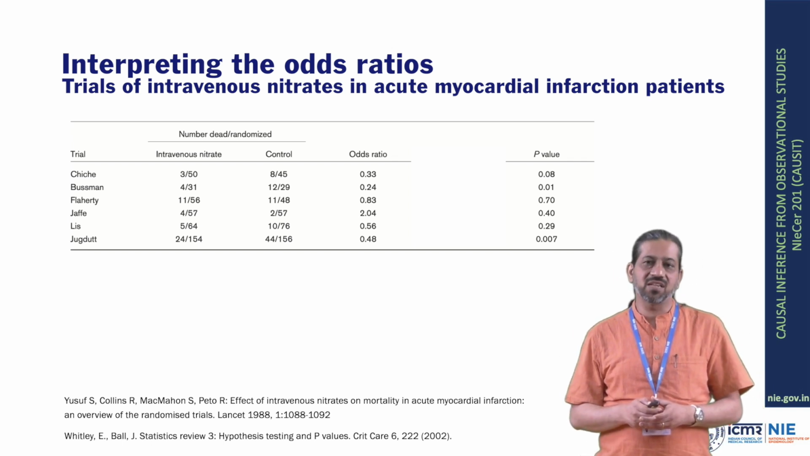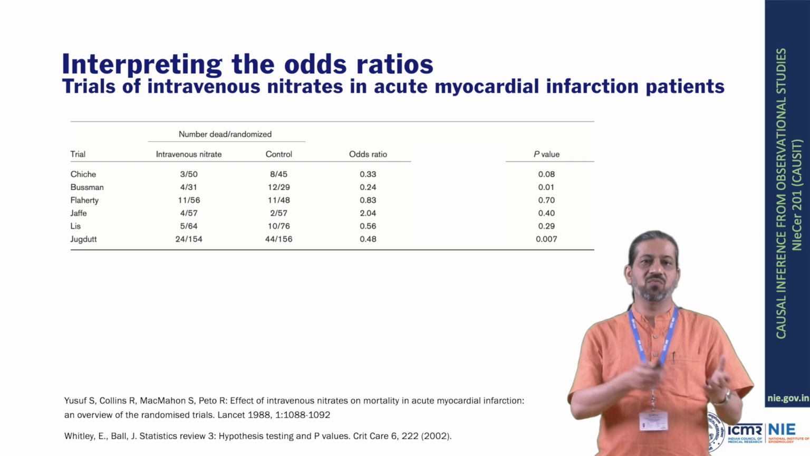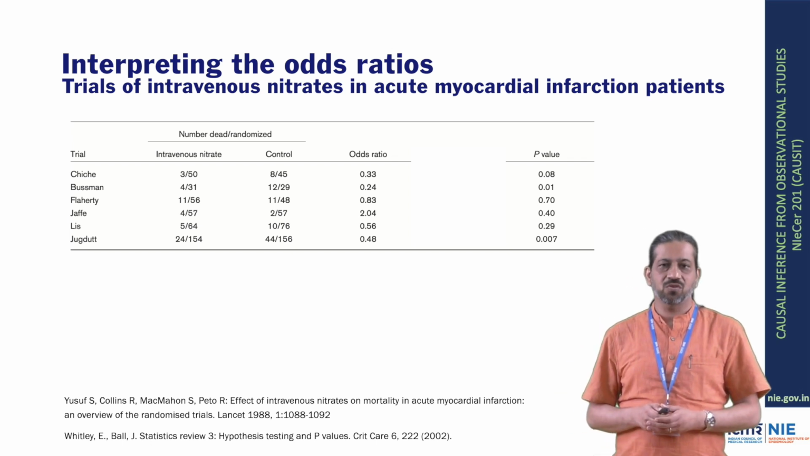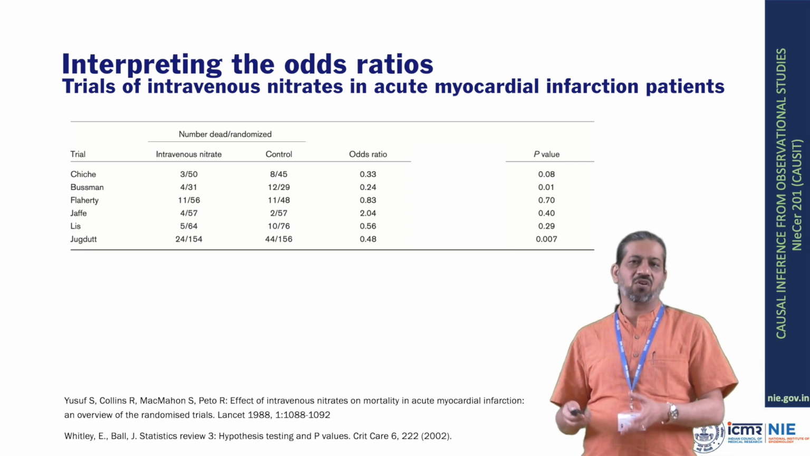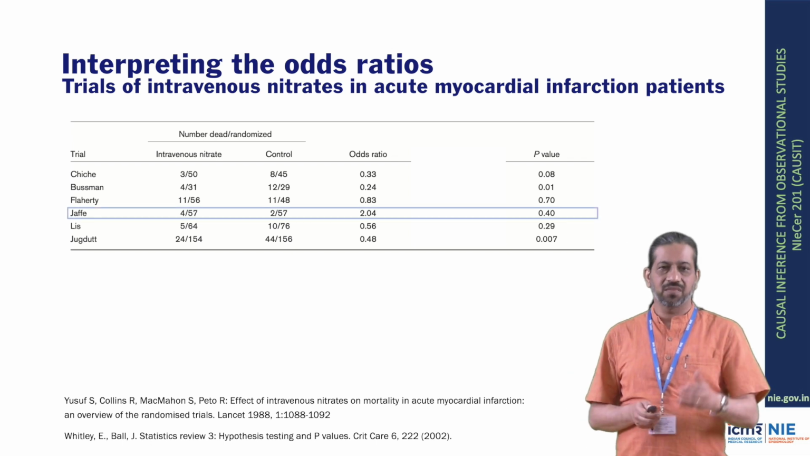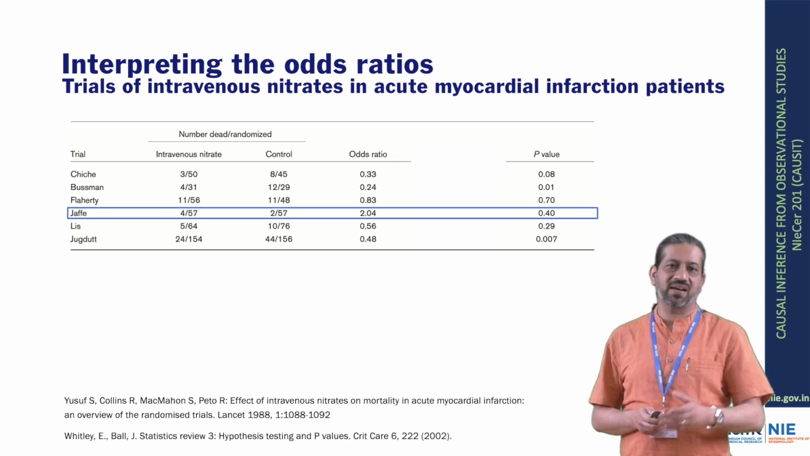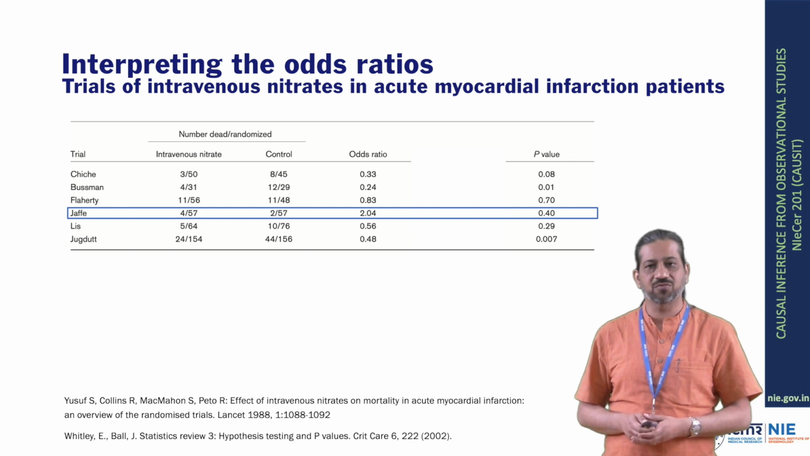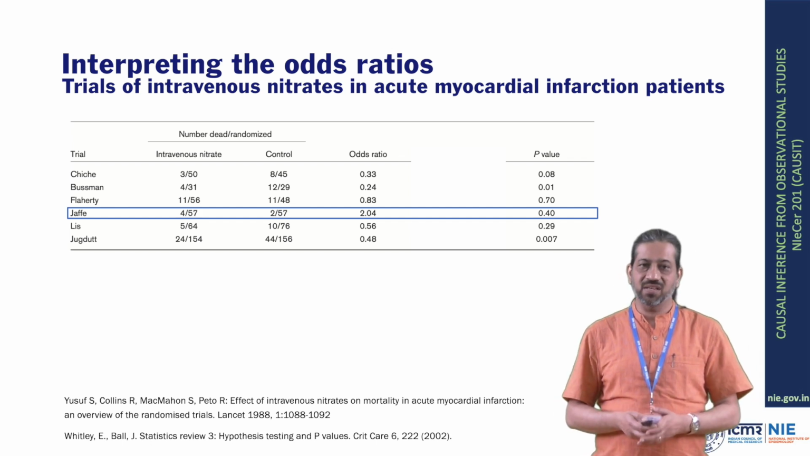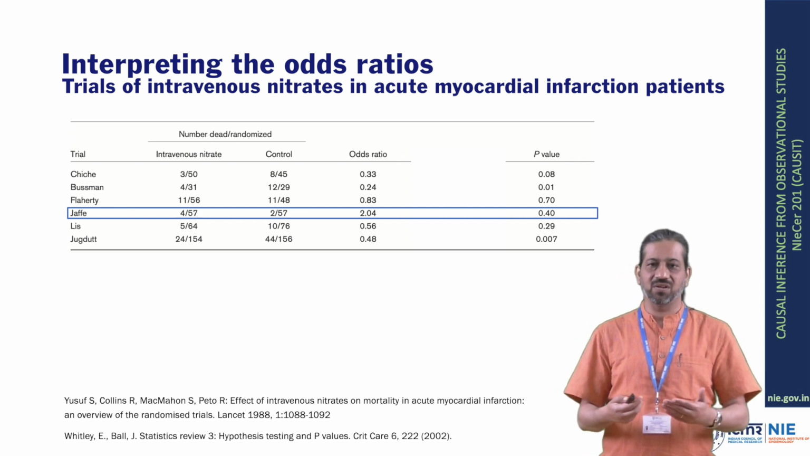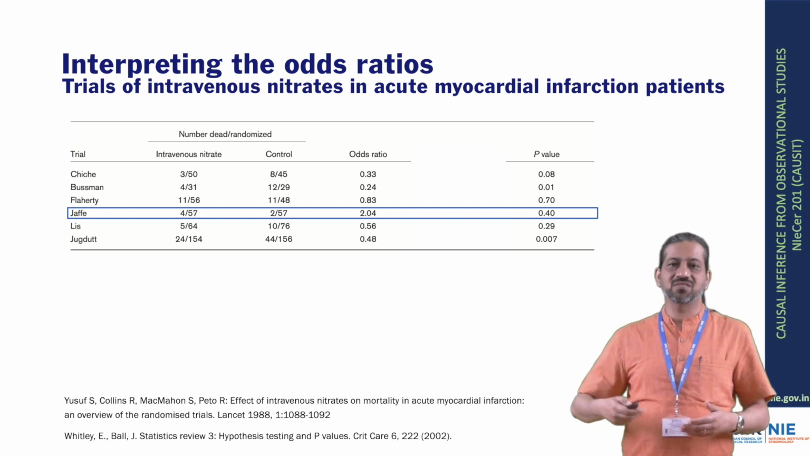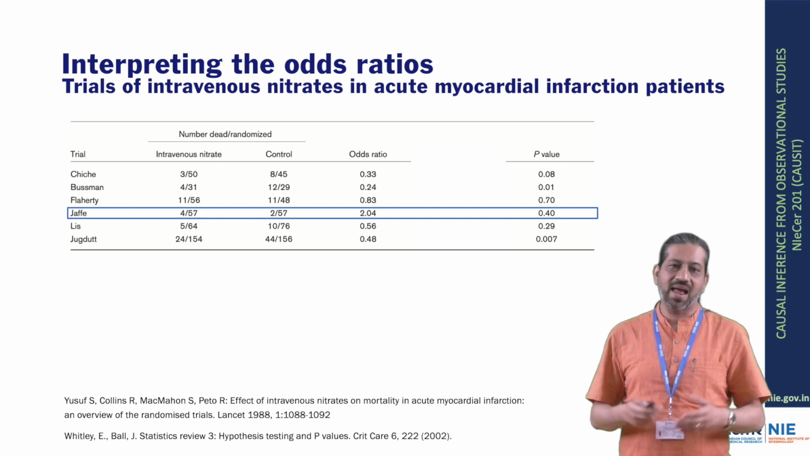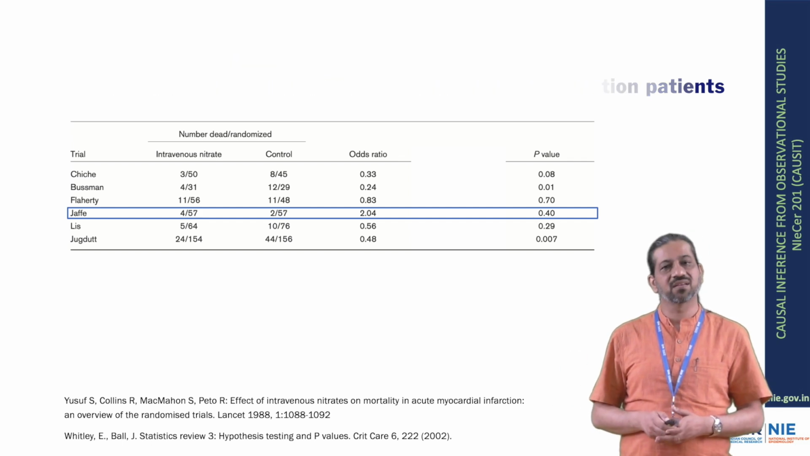How did we get this 17% and 76%? Essentially 1 minus the odds ratio. So we could say that in the Busman trial, the risk of dying in the nitrate group is about 1/4 of that in the control group. Now we have one trial, the Jaffe trial, where the odds ratio is 2.04, which suggests that actually intravenous nitrate might be harmful. It is in fact doubling the likelihood of dying among patients who are given intravenous nitrate as compared to those in the control group.